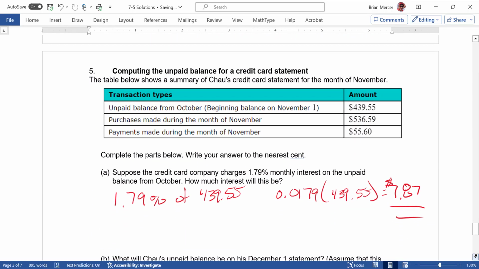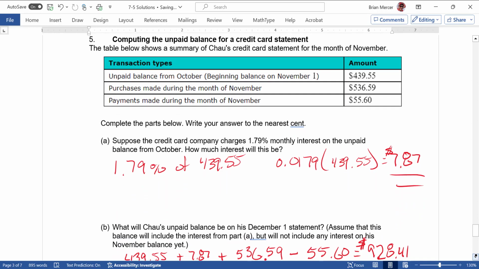And the last problem we'll look at here, and I'll just kind of talk that through quickly as well. Unpaid balance for a credit card statement. So we started off with $439.55. We got $536.59 in purchases. We made payments of $55.60.